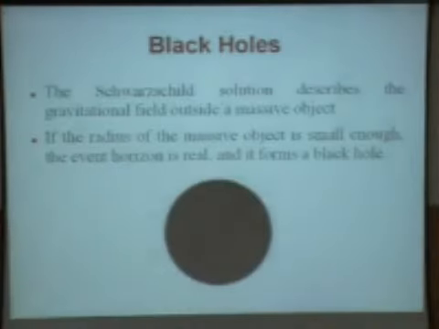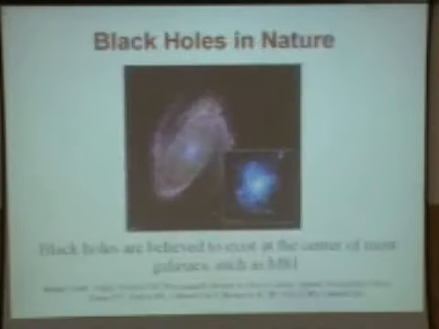Initially, people thought that the event horizon was unphysical because for an event horizon to exist, the massive object has to be very small, and not even nuclei were that dense. But we now know that such dense objects do exist in the universe, and if a massive object is small enough, the event horizon is real, and it forms what we call a black hole. Black holes exist in nature at the center of almost every galaxy, such as this one, M81, as we see from X-rays and other things.